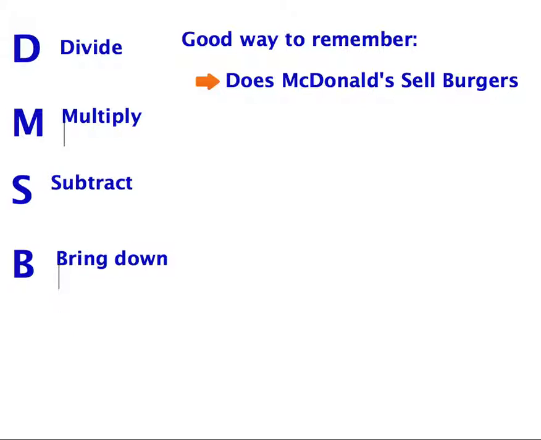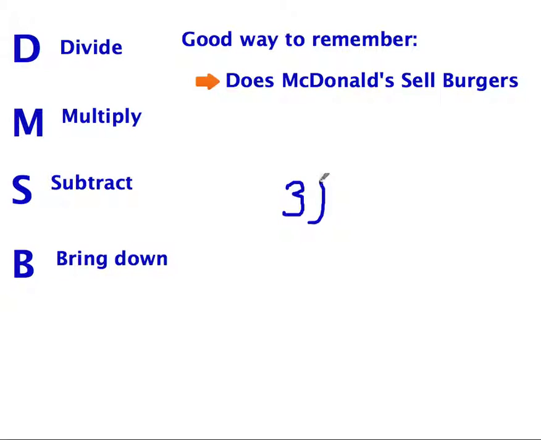So we have two ways. We have the family, and we have does McDonald's sell burgers. There are all kinds of these devices to remember. These are two of them. So if you want to remember the family, dad, mom, sister, brother, or if you want to remember does McDonald's sell burgers, either way, it's fine. So let's try it in a problem now and see how it really works.